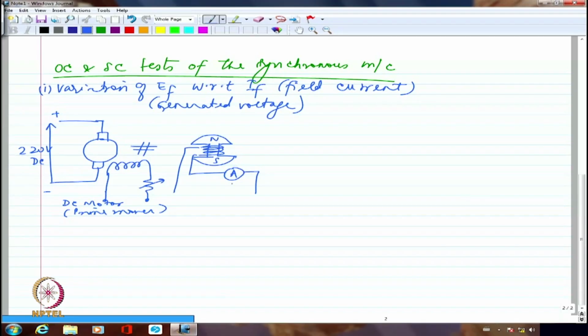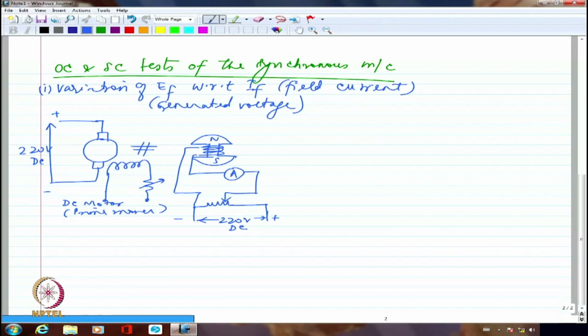So I am going to have, let us say this is my DC supply which is 220 volts DC, and I'm going to have plus here and minus here, and then I'm having a potential divider. So this I'm connecting here and this I'm connecting here. So I am applying a variable potential to the field, right? This enables me to get either zero field current or I can go to maximum field current. That's what is going to happen.